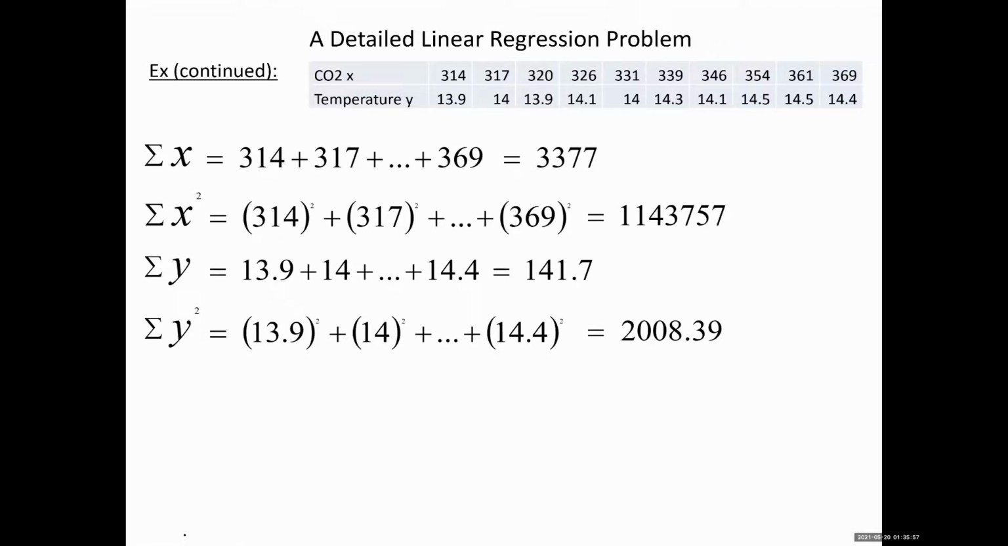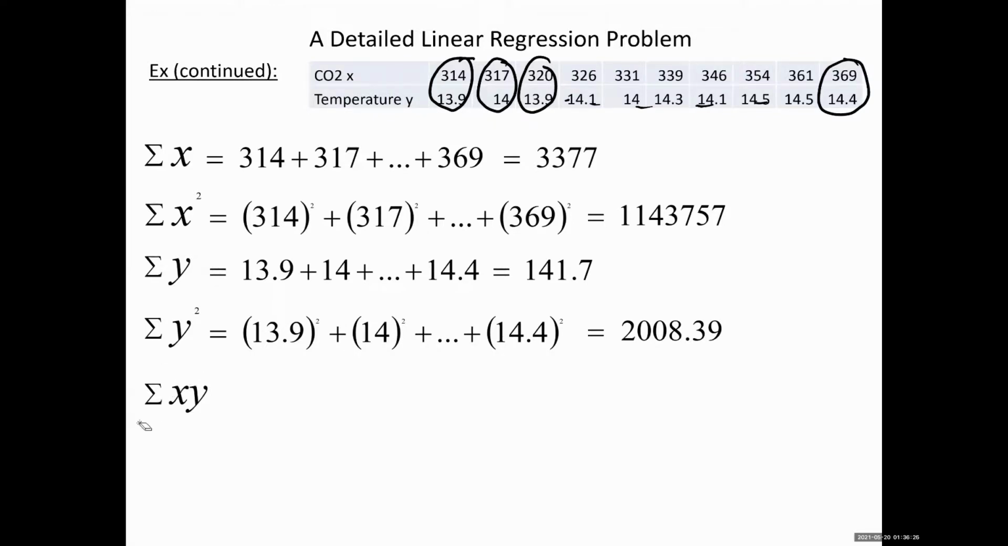Okay, after you find these 4 things, then you're going to find sum of xy. When you have letters next to each other, it means multiply. x times y. What that means is for every point, or for every pair of numbers, you're going to multiply x times y, and then you're going to add them. So you're going to multiply these 2 together, then multiply those 2 together, then multiply those 2 together, and go all the way down until you multiply those 2 together. Then you add them up. Remember, this symbol means add.